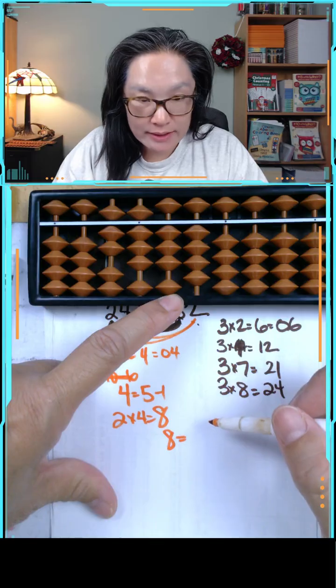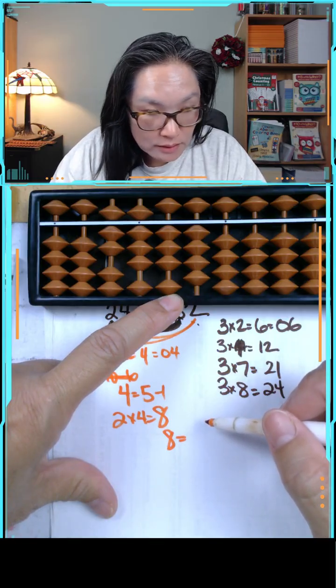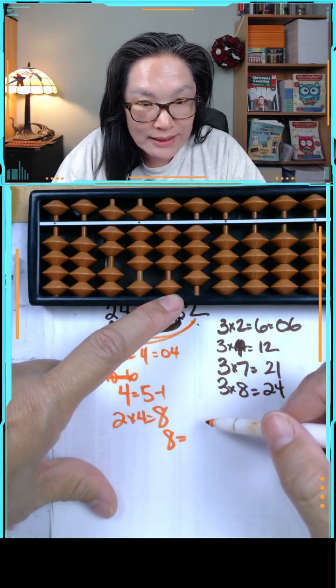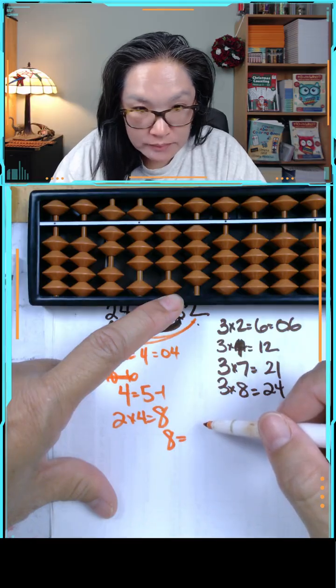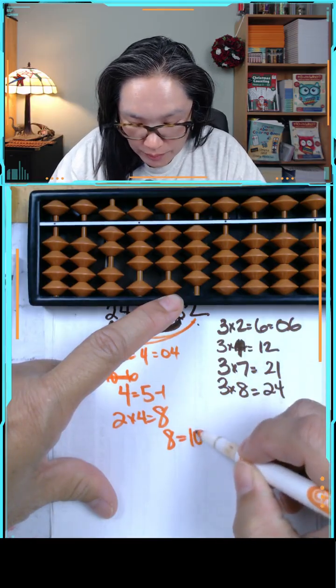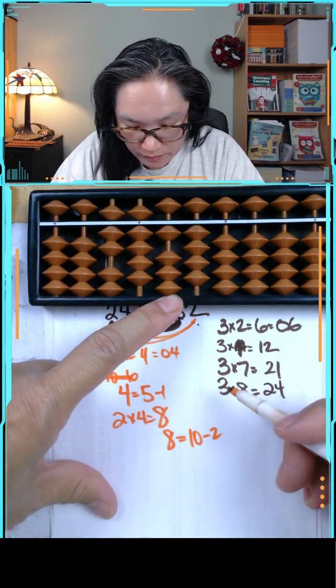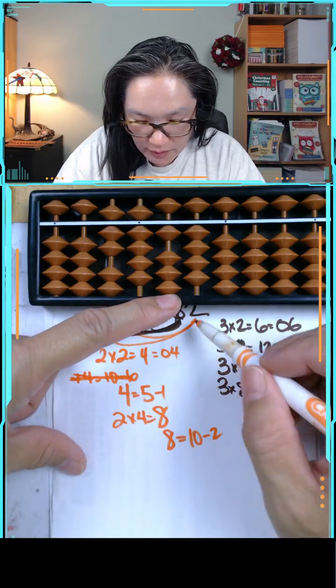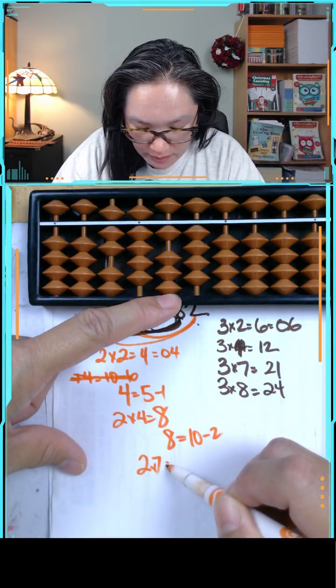What is plus the 8? How do we add the 8? It's not 16. Thank you. Plus 10 minus 2. Plus the 10 minus the 2. And then we have to do 2 times 7. 2 times 7 is equal to what?